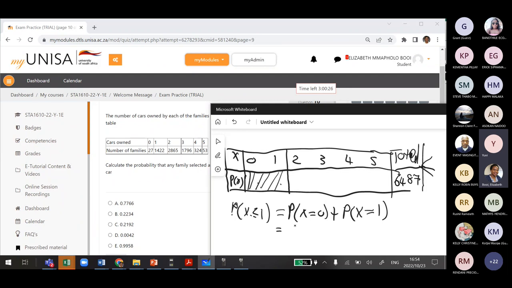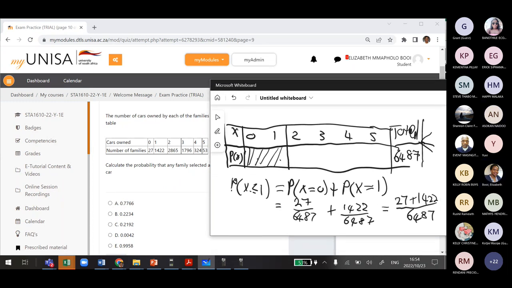So you can say 27 divided by 6487 plus 1422 divided by 6487. Or you could just say 27 plus 1422 divided by 6487. And I hope everyone has calculated and you found that that is the total. The answer is B. Are we happy with B?